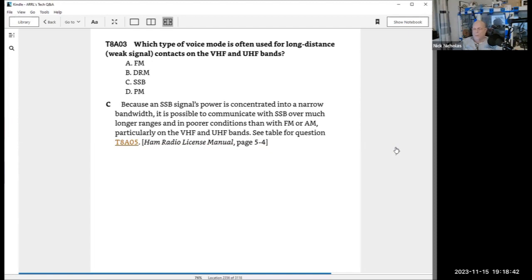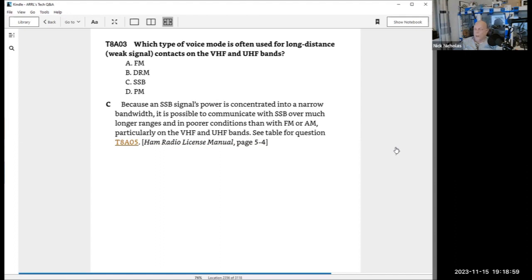Most modern FM radios are really phase modulated radios. Which type of voice mode is often used for long distance, weak signal contacts on the VHF and UHF bands? The answer there is C.